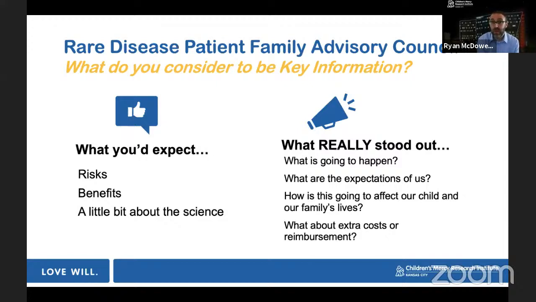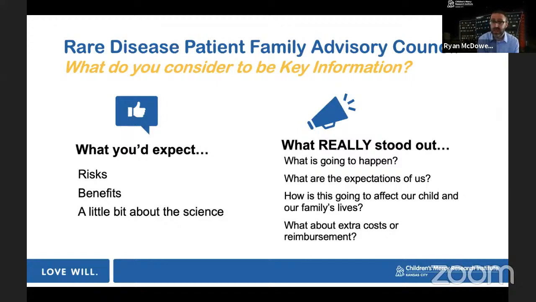It was what they really wanted to know and really wanted to be upfront, were major factors in their decision whether or not to participate. They also called out extra cost, again, a very practical concern. Was there going to be any additional cost to participating in the study? And also if reimbursement was available.